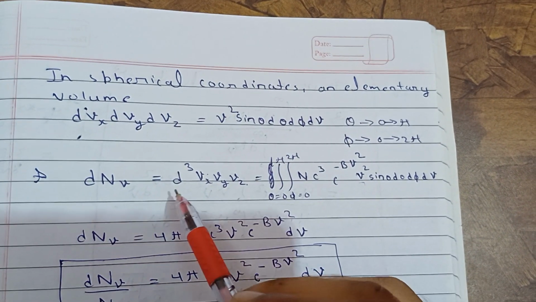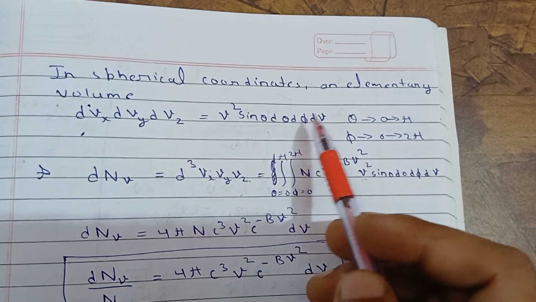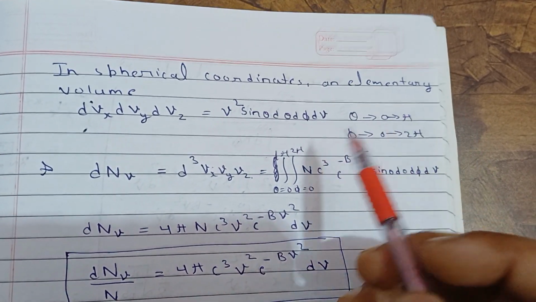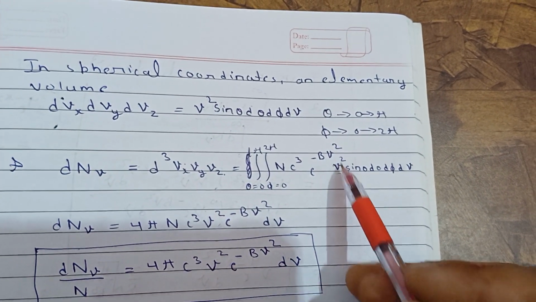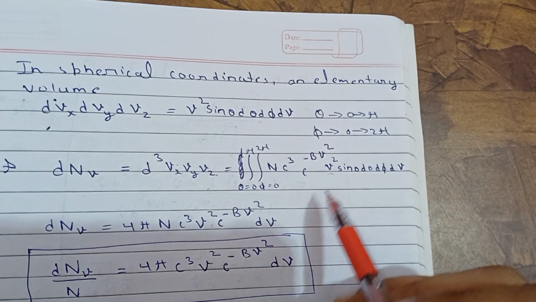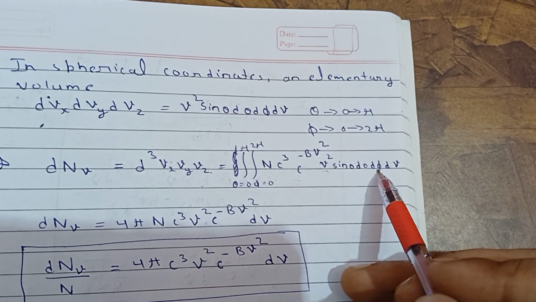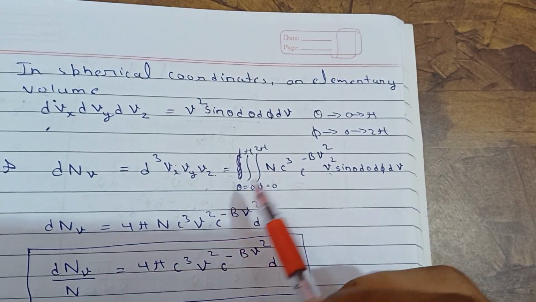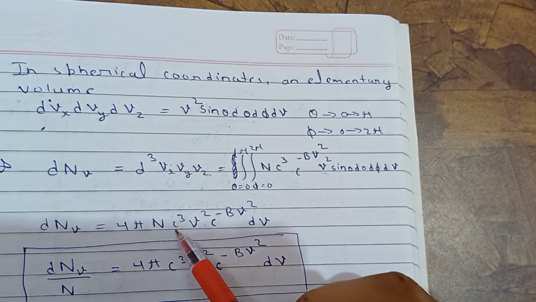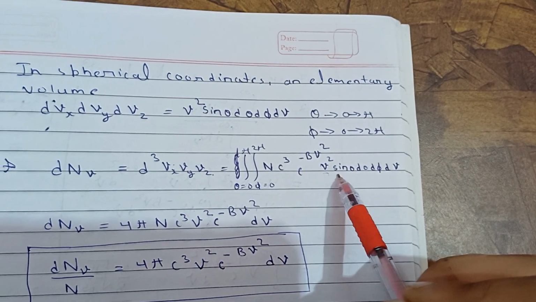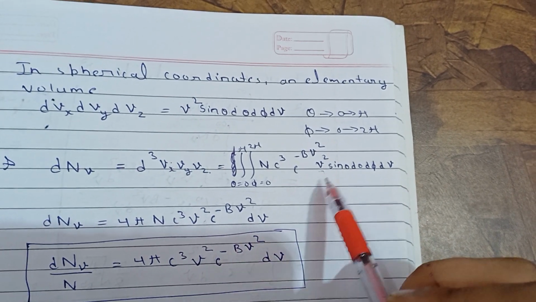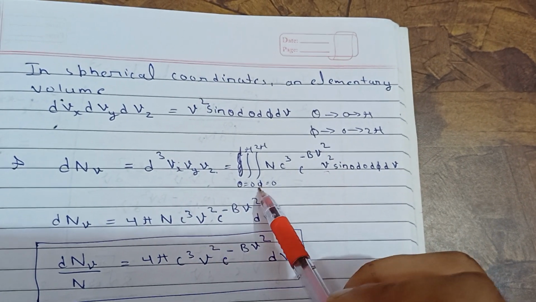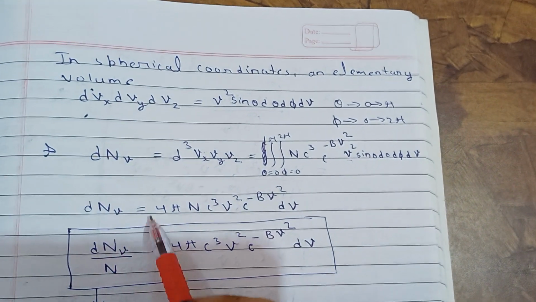Now we have the volume element, multiply the density, and it will give you total particles. So density is this, n c cubed exponential minus b v squared, and this is multiplied with this. d phi will give you 2 pi, and sin theta d theta will give you 2, that will give you 4 pi here, and all the other terms will remain the same. You will just integrate these. So dn v will be given by this. This is the same expression we get from here.